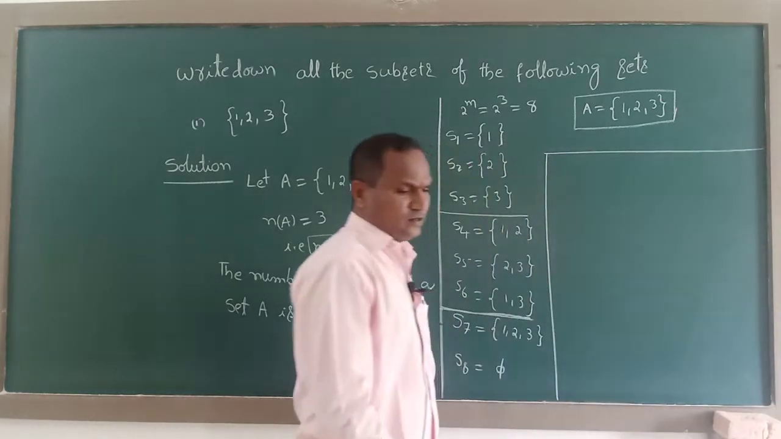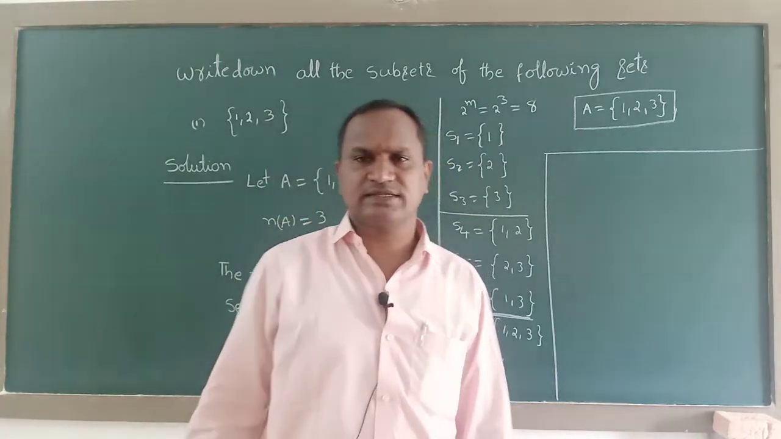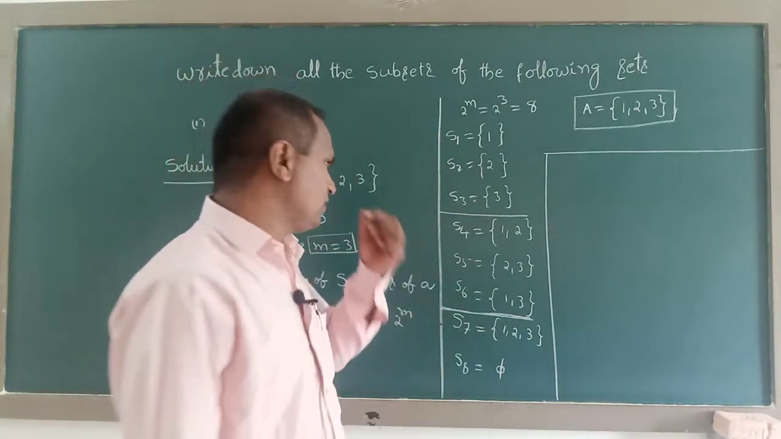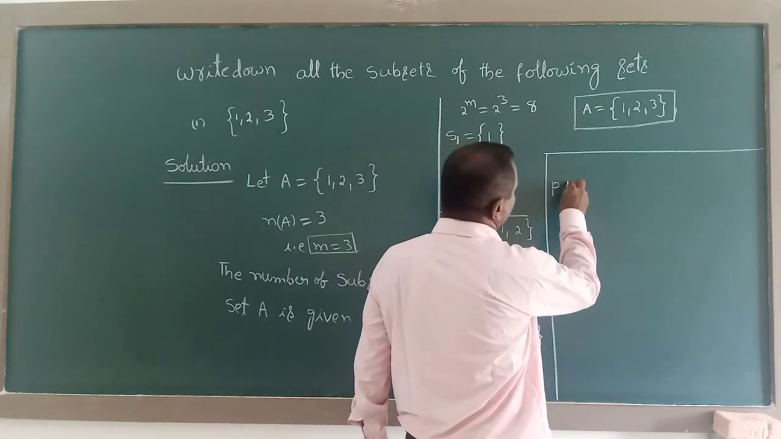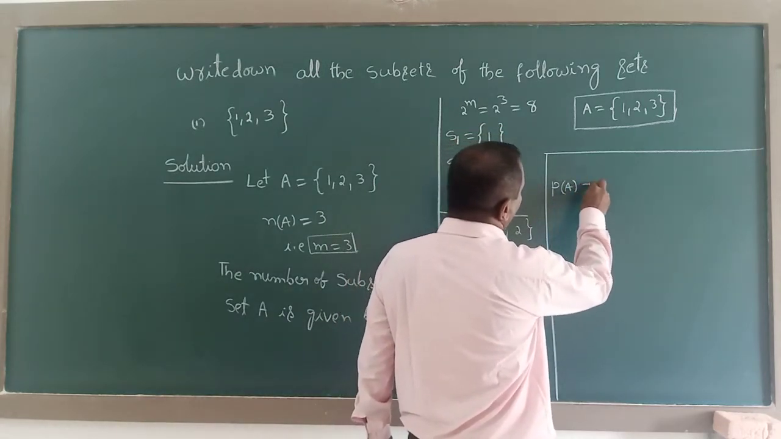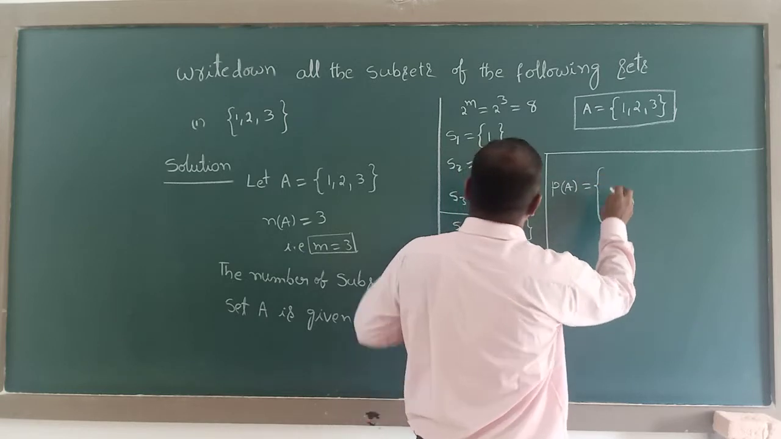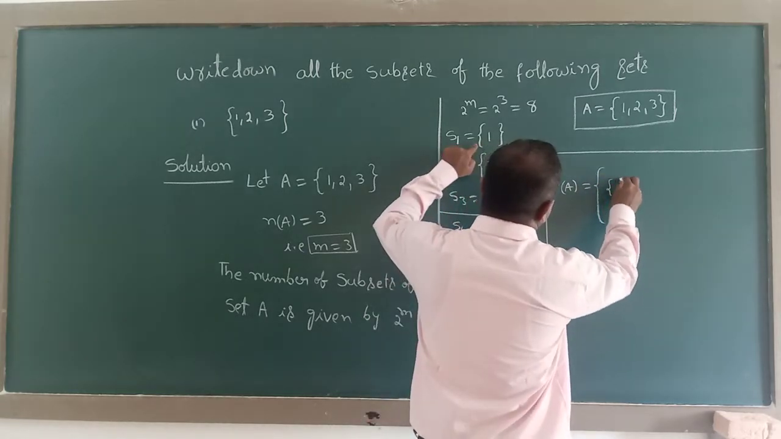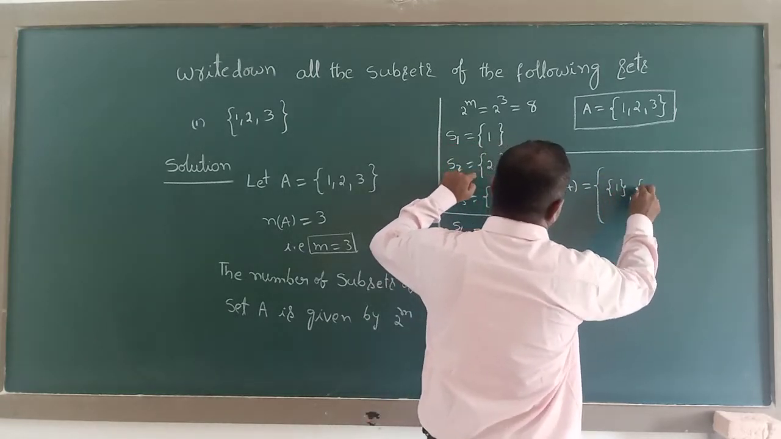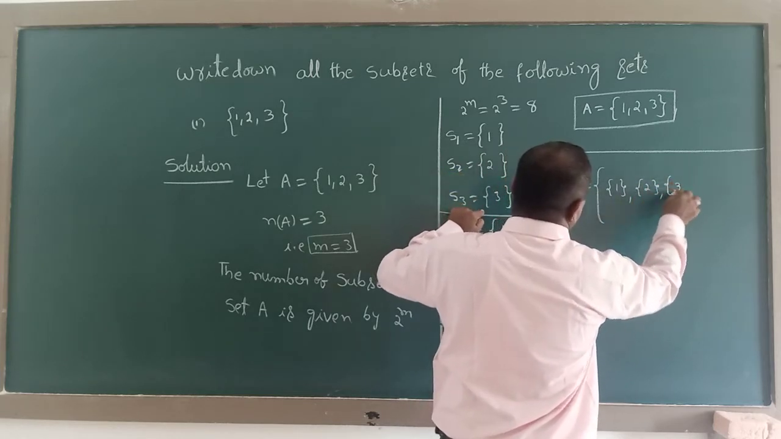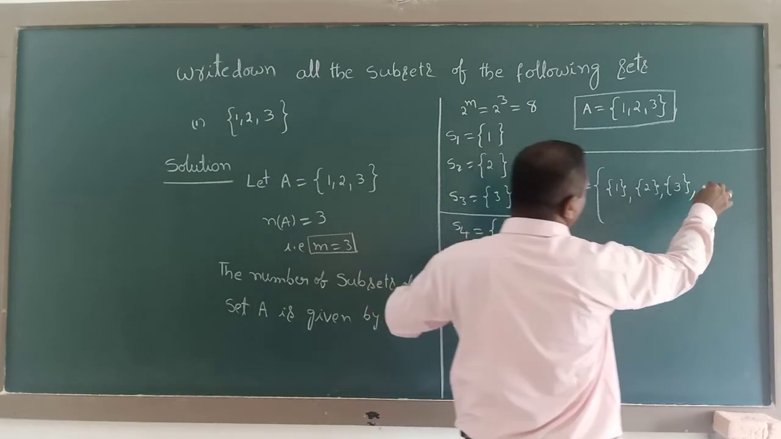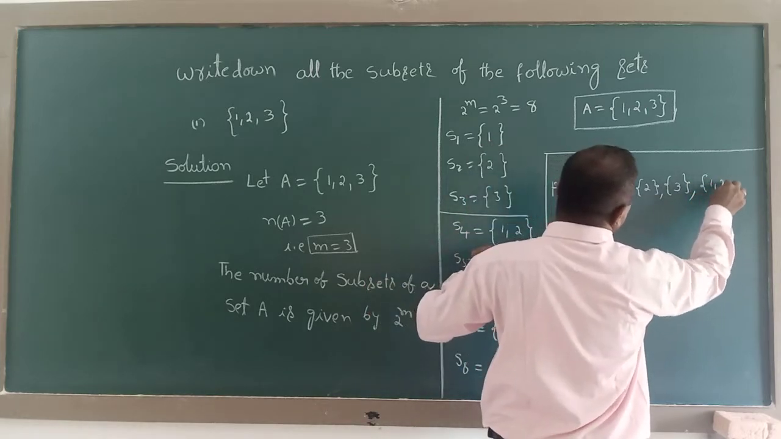If we can list all the subsets, then that set is called the power set. That's what we represent with P of A is equal to the set of elements. The first subset is {1}, the second subset is {2}, the next subset is {3}, and next they are {1, 2}.